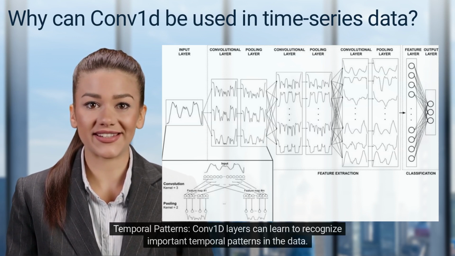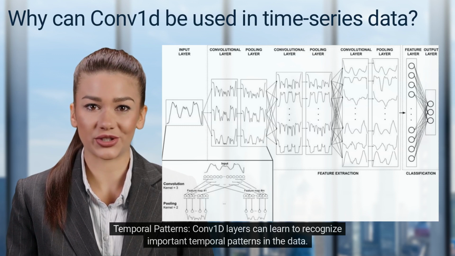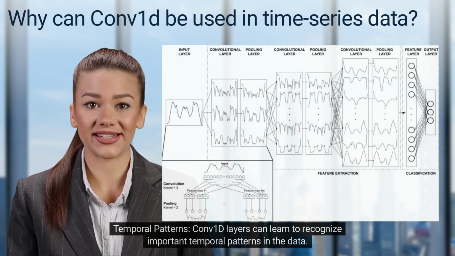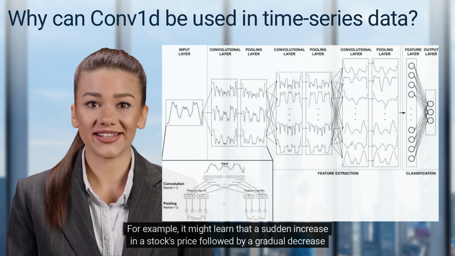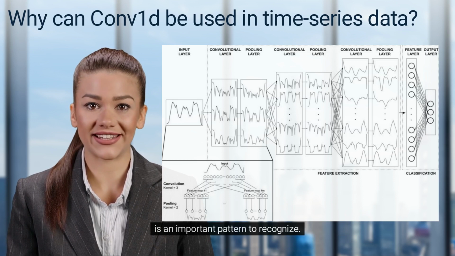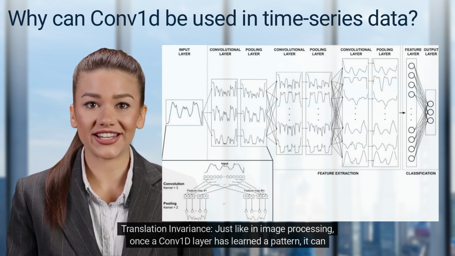Temporal patterns. conv1d layers can learn to recognize important temporal patterns in the data. For example, it might learn that a sudden increase in a stock's price followed by a gradual decrease is an important pattern to recognize.